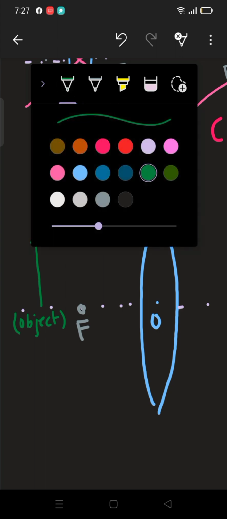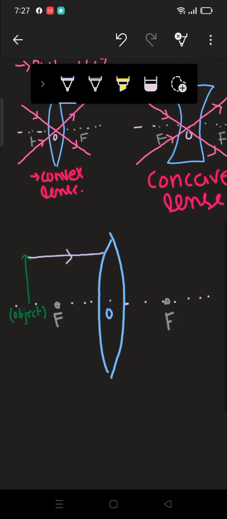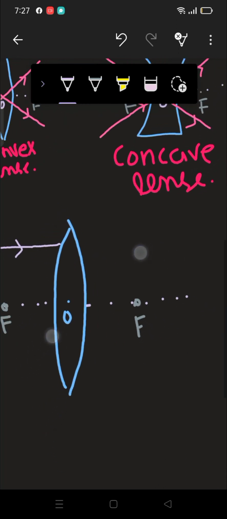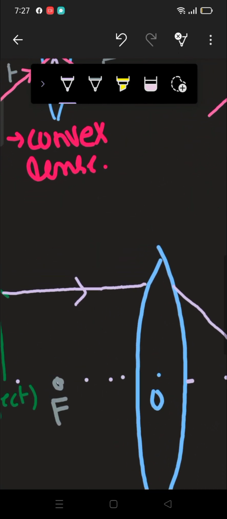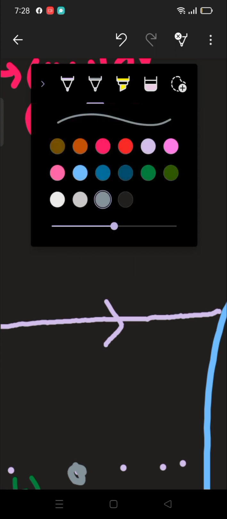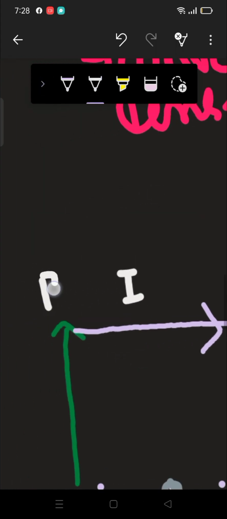According to our first rule, the light ray coming parallel to the principal axis, so I am going to make the light ray coming parallel to the principal axis here, will always go to the focal point. Here we have applied the first rule. So let me write it down here. This was the first rule which I applied.